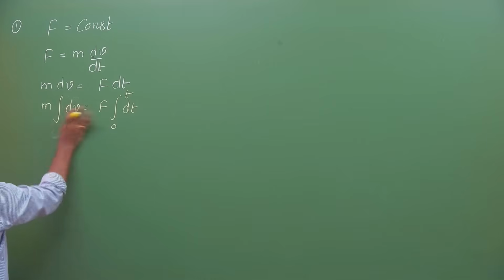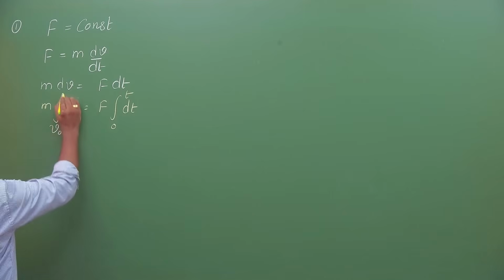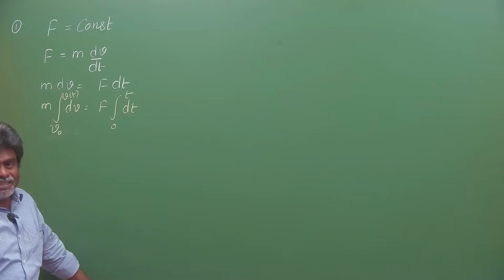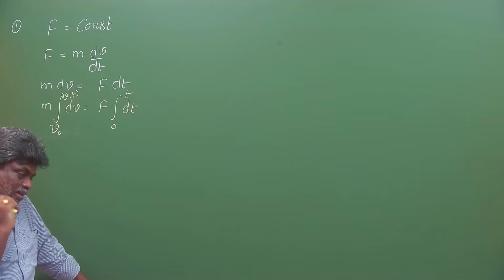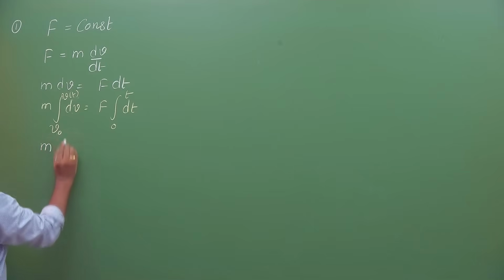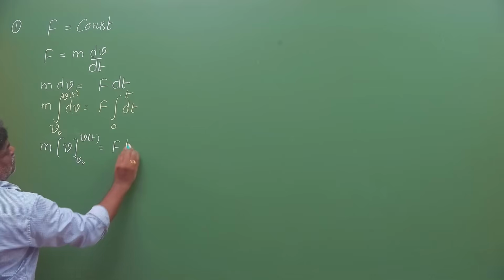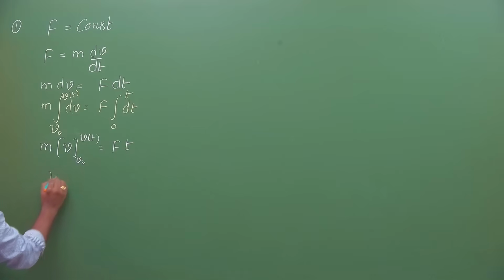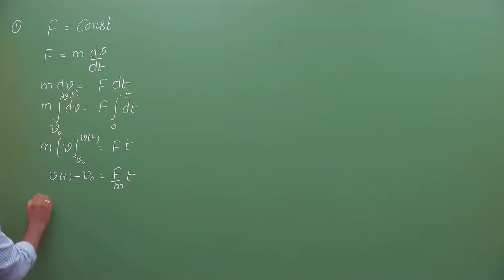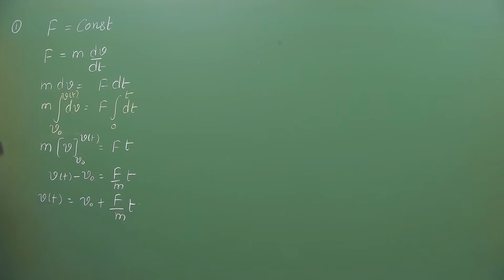Generally in the problems, initial is always v naught, final they will take v of t. That means you are finding the velocity at a particular instant, that is why v of t. So this is m, integral dv from v naught to v of t, equal to F t. Now this is nothing but v of t minus v naught equal to F by m t. Now v of t equal to v naught plus F by m t.